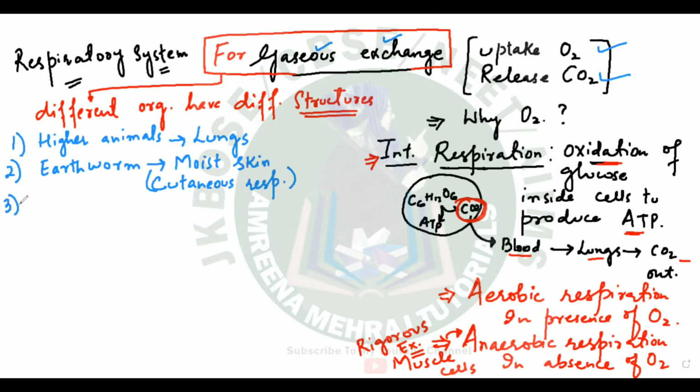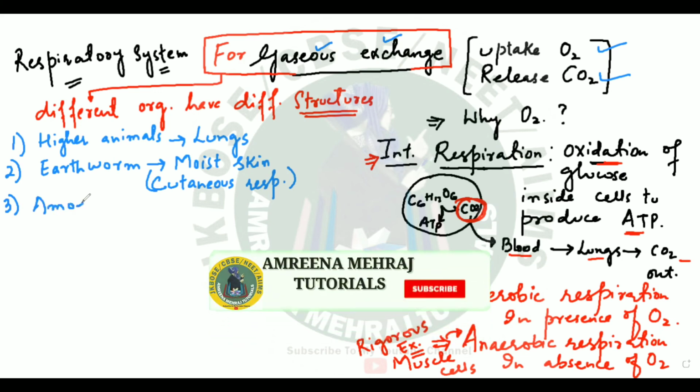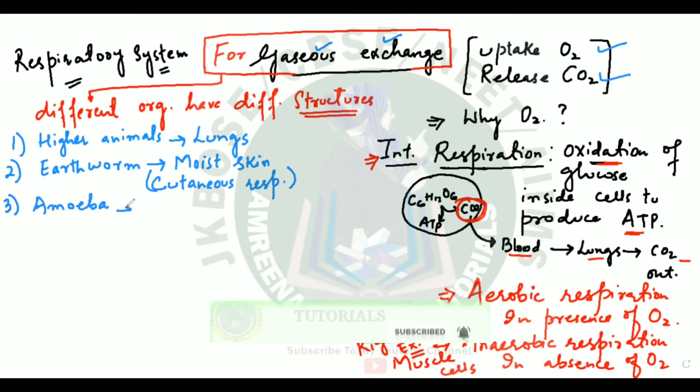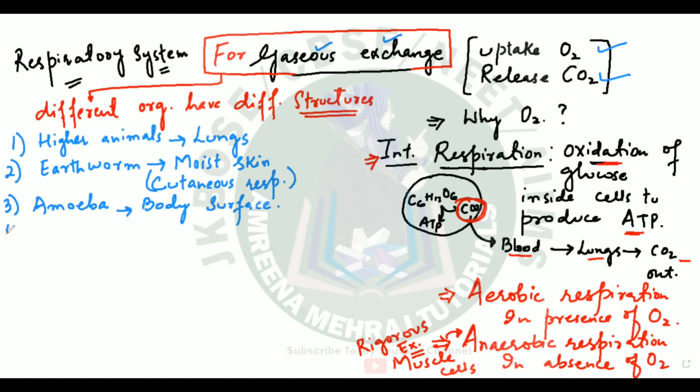Let us look at the amoeba. Let us look at the unicellular organisms. Let us think about amoeba. How does amoeba perform respiration? It is just one cell. So how does amoeba perform respiration? Amoeba performs respiration by means of its body surface. So here respiration takes place across the plasma membrane. The body surface is helping in respiration.